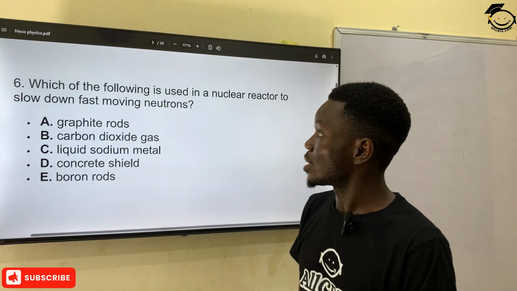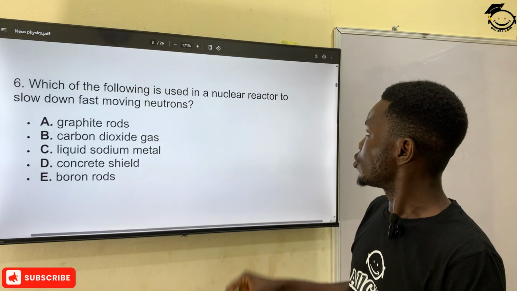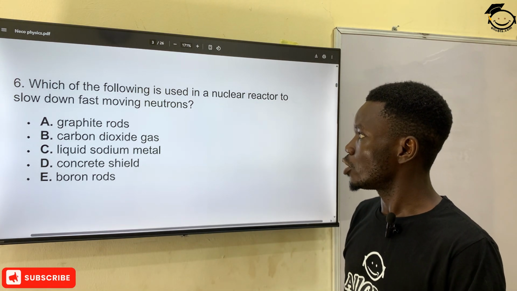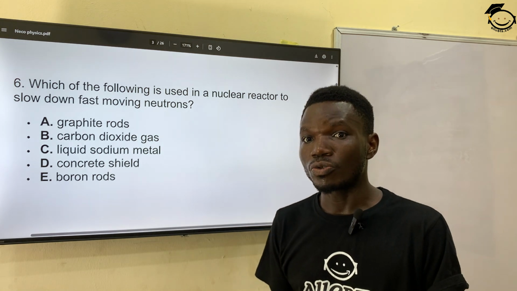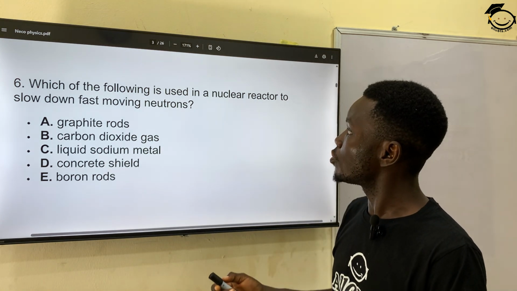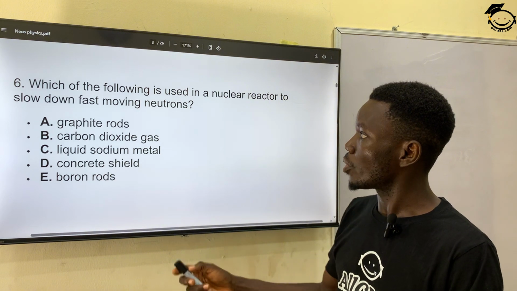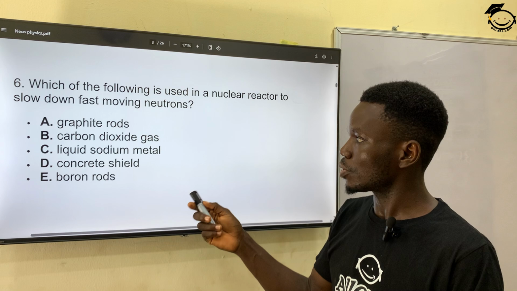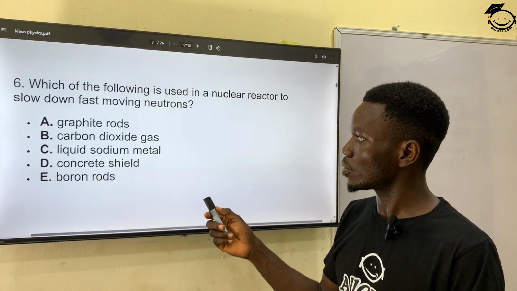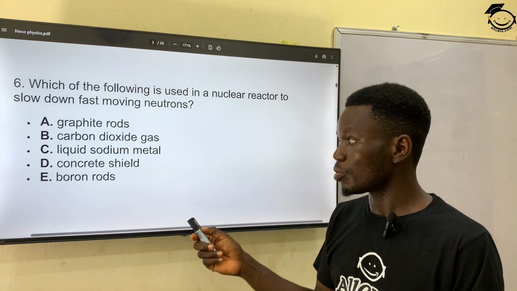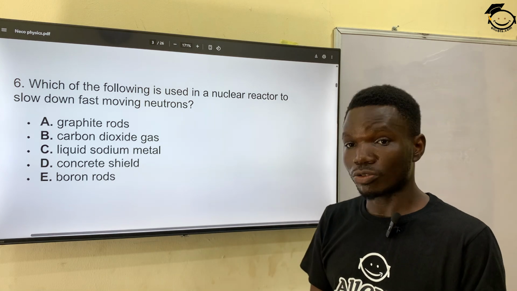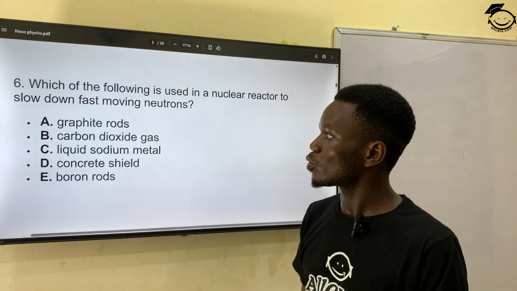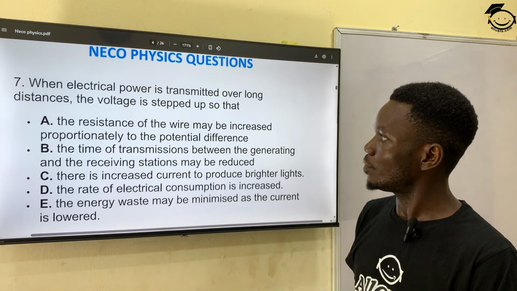Moving on to question number 6, it says which of the following is used in a nuclear reactor to slow down fast-moving neutrons? Option A says graphite rod. Option B, we have carbon dioxide gas. Option C, liquid sodium metal. Option D, we have concrete sheet. Option E, we have boron rod. The correct answer to this question is option A, which is graphite rod.